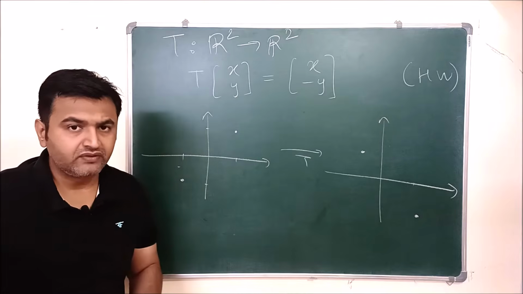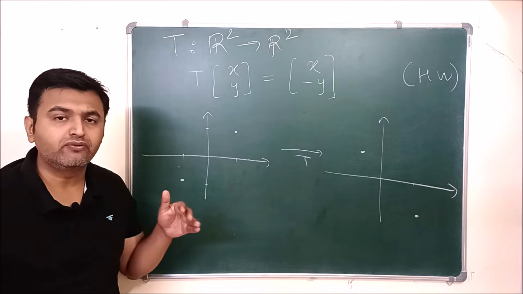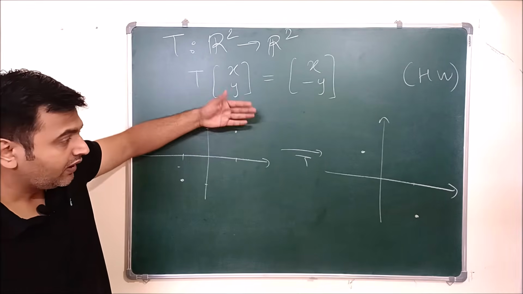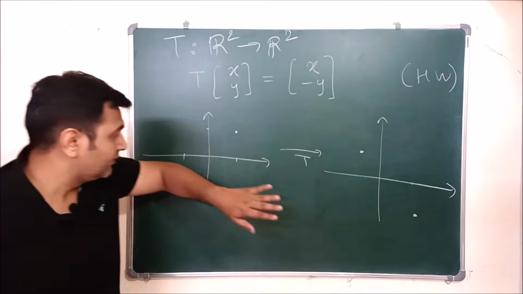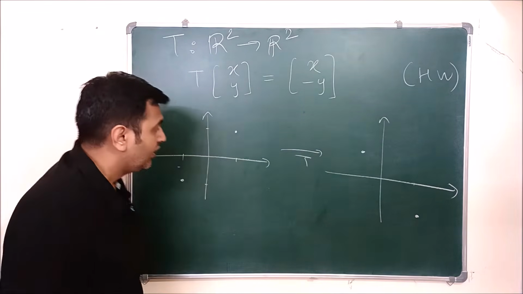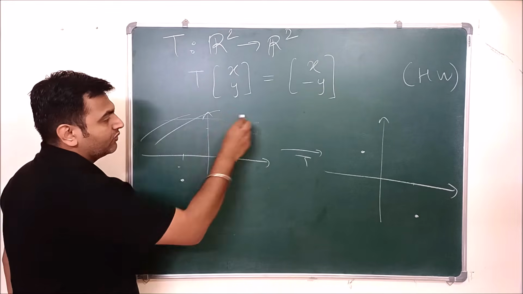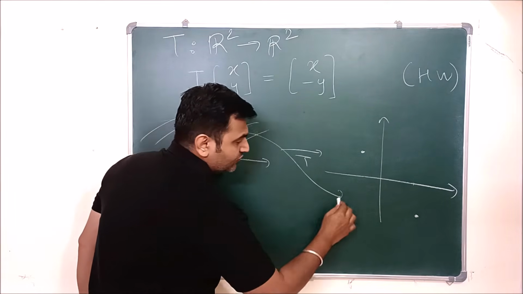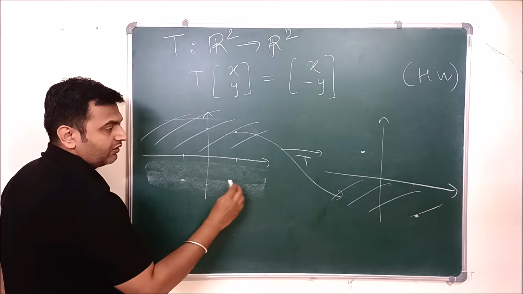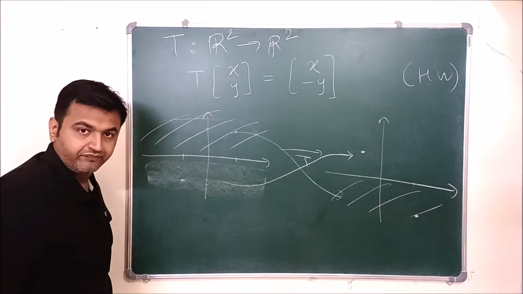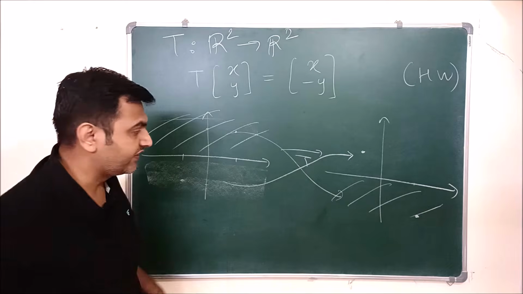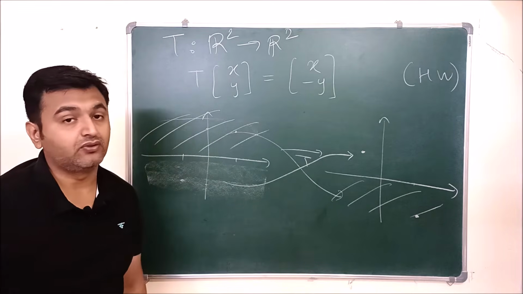So you can take a couple more points. You can pause the video if you wish and take some more points, and what you will observe is that under this map, the points in the upper half plane are going to the lower half plane, and the points which are in the lower half plane are going to the upper half plane. So all these points over here will have images over here, and all these points over here will have images in the upper half plane. So that's why this map is called a reflection along the x-axis, or reflection along the y equal to 0 line.